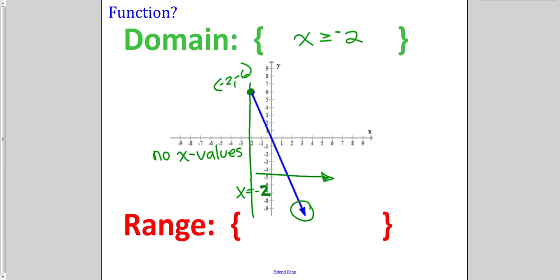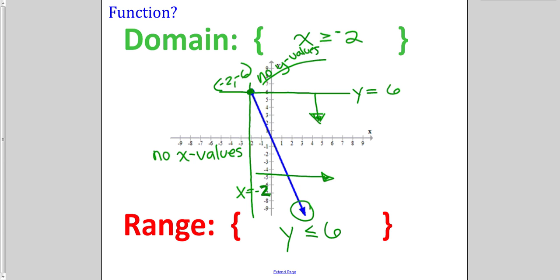Okay. Now we're going to do a similar thing with our y's. We're going to draw a horizontal line now through the line y equals 6. And notice that there are no y values above that line. All of our y values happen below it. Which means that our range, all of our y values, are less than or equal to +6.